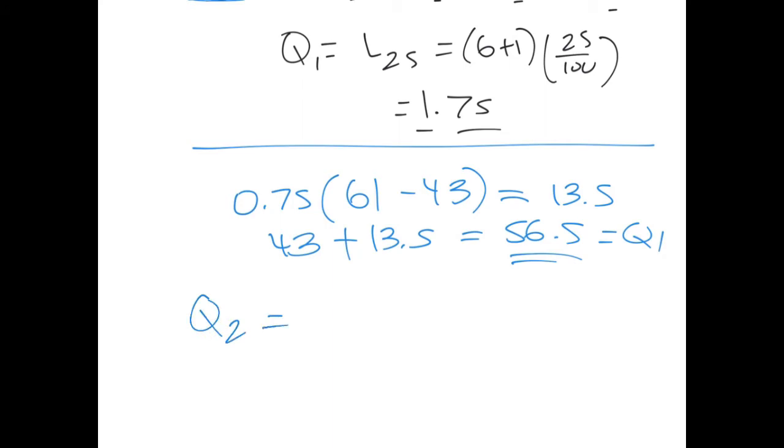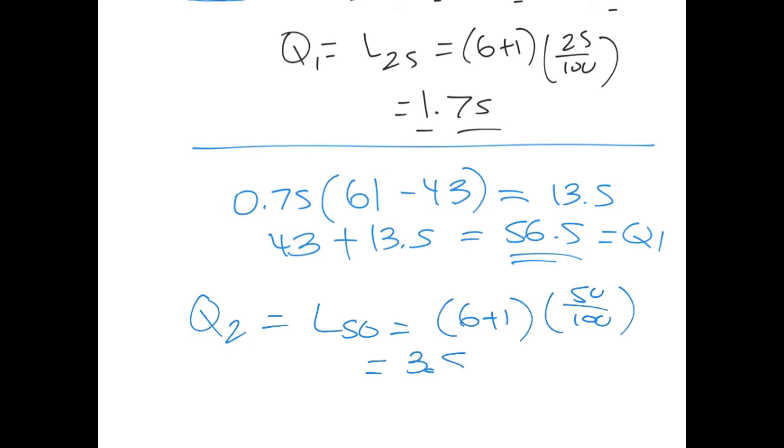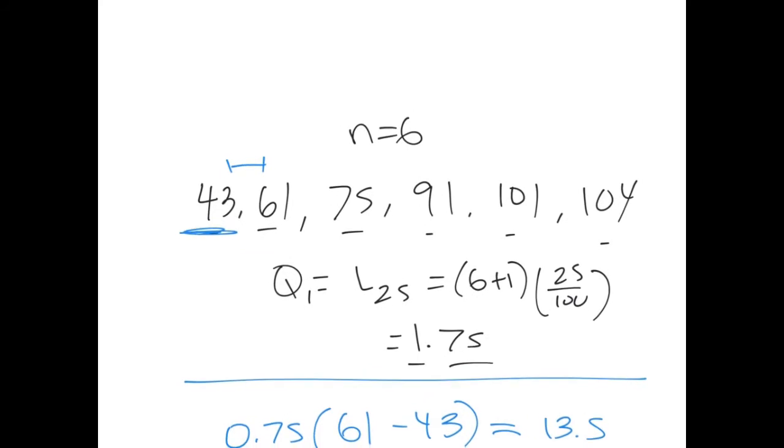Q2 is going to be L of 50. So we have 6 plus 1 plus 50 over 100. Okay, so this is going to be 3.5. So this is the 3.5th location. So if we go back here, we have 1, 2, 3.5. So the second quartile is between 75 and 91.